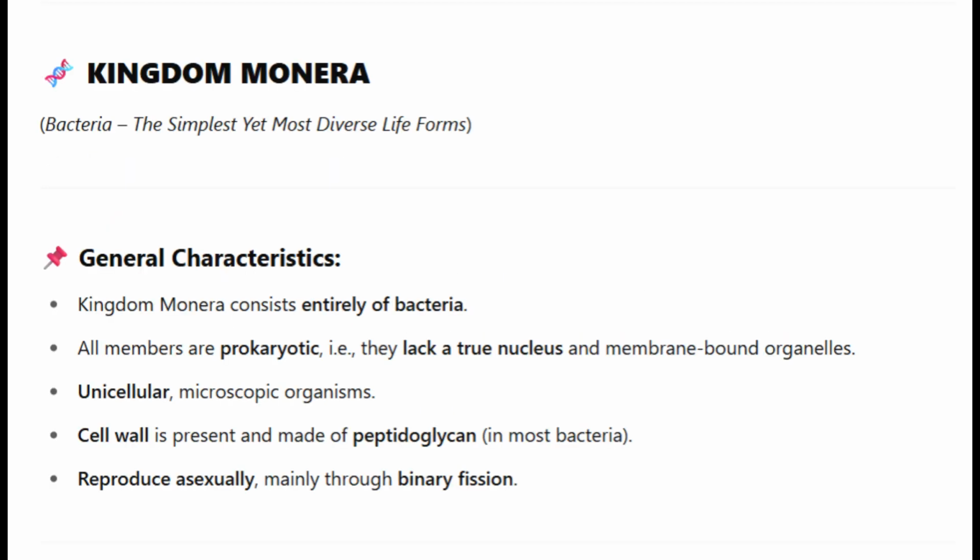Kingdom Monera. Bacteria. The simplest yet most diverse life forms. General characteristics. Kingdom Monera consists entirely of bacteria. All members are prokaryotic, i.e., they lack a true nucleus and membrane-bound organelles. Unicellular microscopic organisms. Cell wall is present and made of peptidoglycan in most bacteria. Reproduce asexually, mainly through binary fission.